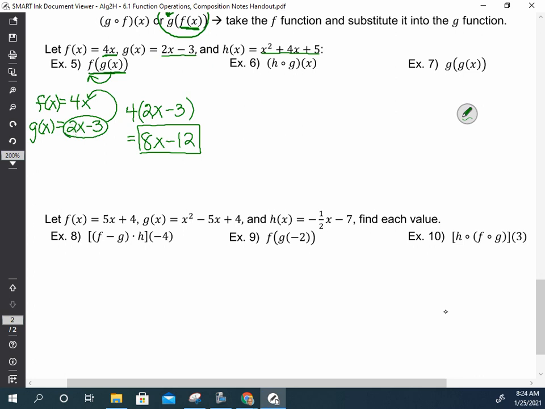So again, you're plugging in functions the same way that you would do numbers. If you think back to what you did in first semester, this is similar to solving a system of equations by substitution. You're substituting one expression for another. Any questions before we continue?